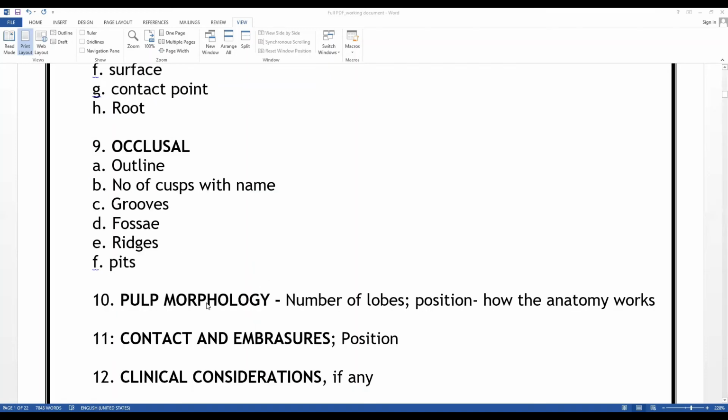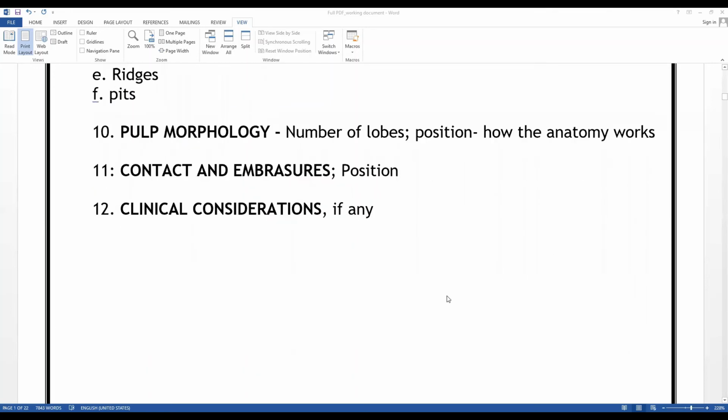Mention all the names. Then come to the pulpal morphology: the number of lobes, their position, and how the anatomy changes at the superficial layer, at the cervical layer, and at the apical region. Then contacts and embrasures, their name and position, and clinical considerations, if any. For example, lateral incisors are often morphologically different. Canines are longer teeth; again, re-emphasize all those points and say why this tooth is unique.